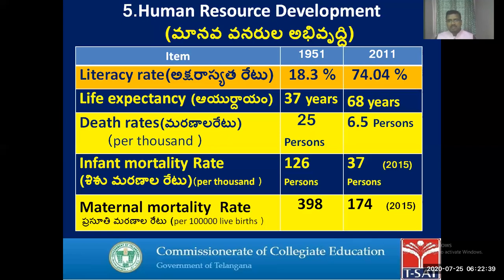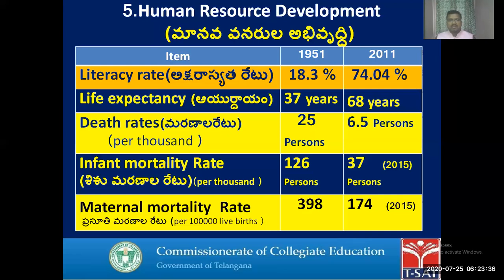Death rates per 1000 population were 25 at the time of 1951, but declined to 6.5. And infant mortality rate per 1000 within 1 year of live birth was 126 infant deaths at the time of independence, that is 1951. But by the year 2015, it declined to 37. And maternal mortality rate per 1 lakh live births declined from 398 to 174.